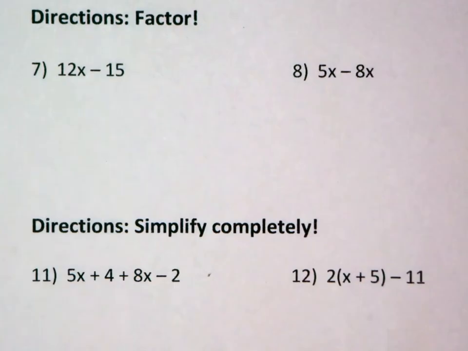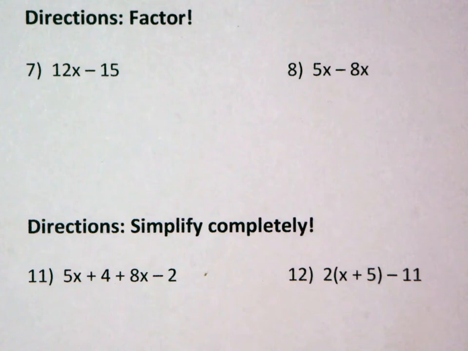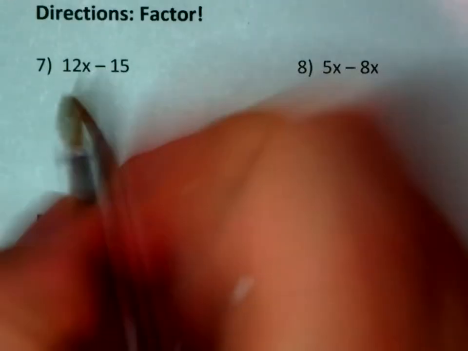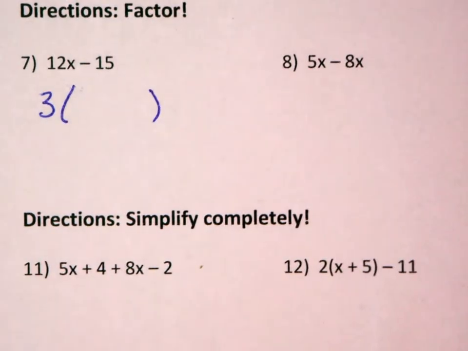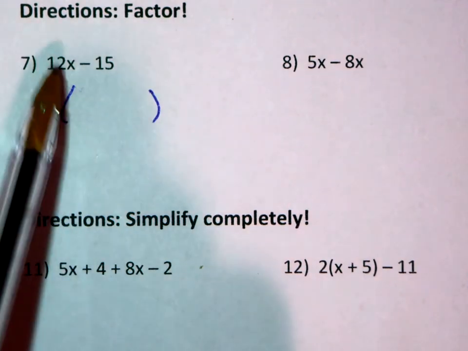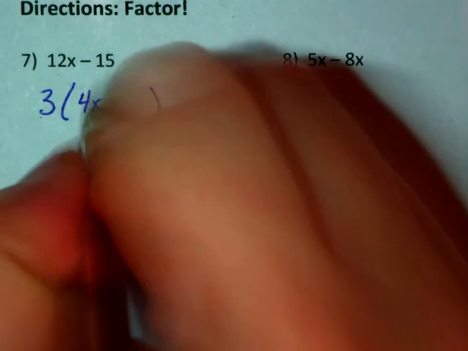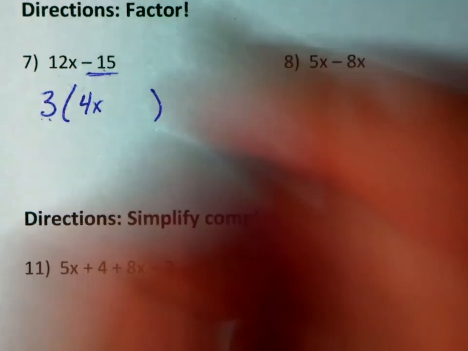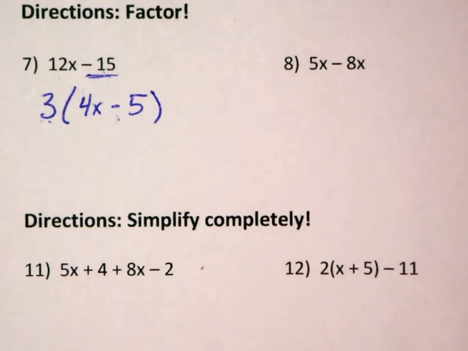Now looking at problem 7, I see 12x minus 15. I don't have an x in both of my terms, so I cannot factor out an x. But I do have two terms that are divisible by 3. So I can factor out a 3, put it on the left side of my parentheses, and then ask myself, how many times does 3 go into 12x? 3 goes into 12 4 times, and it keeps the x. Now, how many times does 3 go into negative 15? That would be negative 5. 3 times negative 5 is, in fact, negative 15.